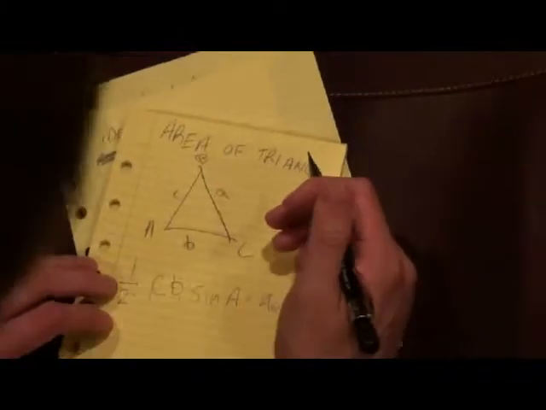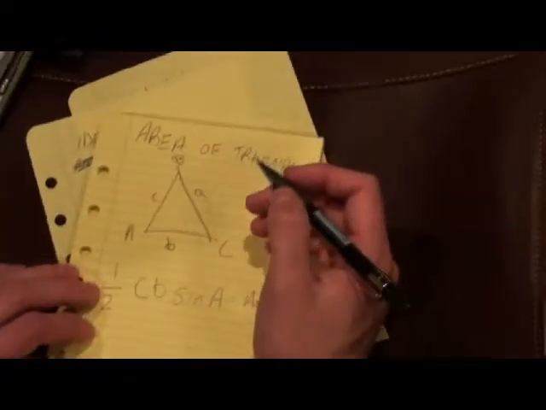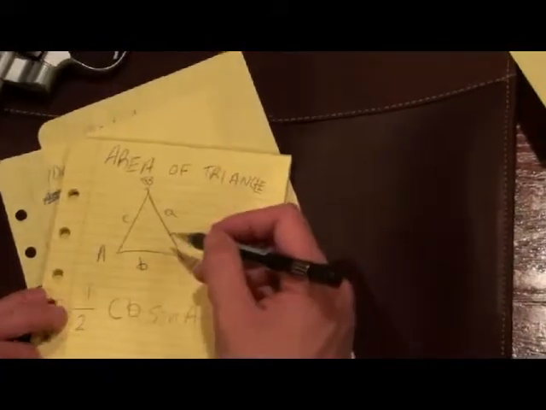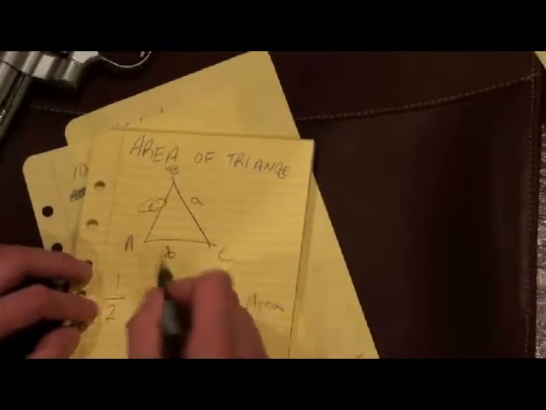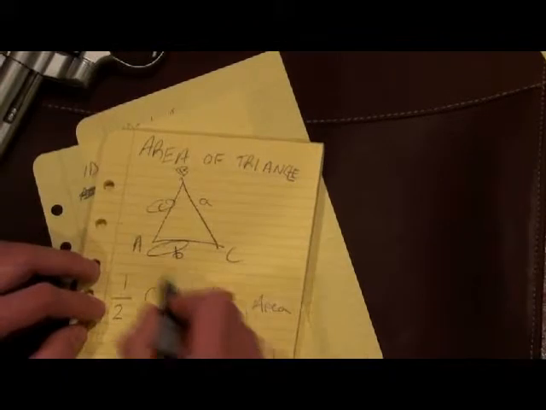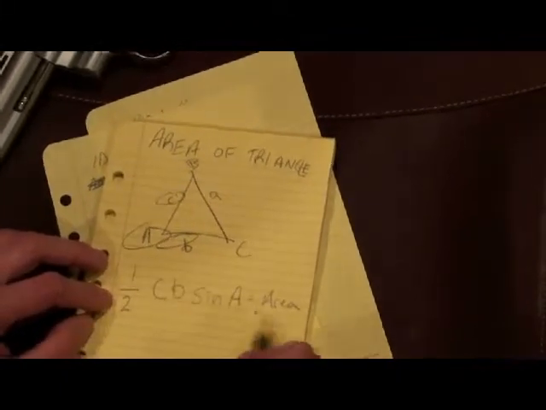Third idea is just the area of any triangle. So we have our triangle here, and what you do is take 1/2 times CB times sine A, and then you'll get your area. And those are our 3 ideas.